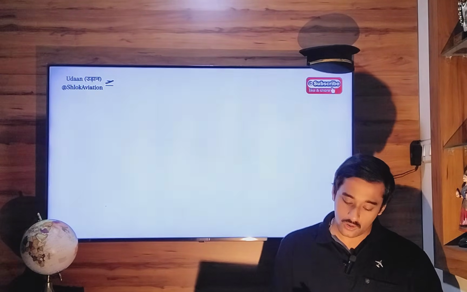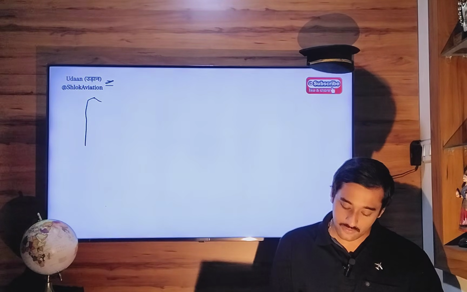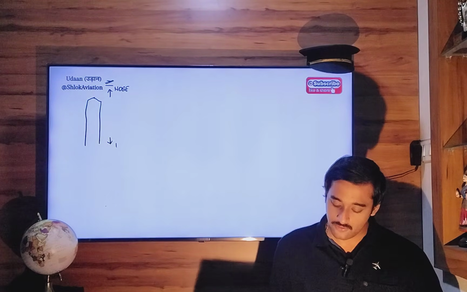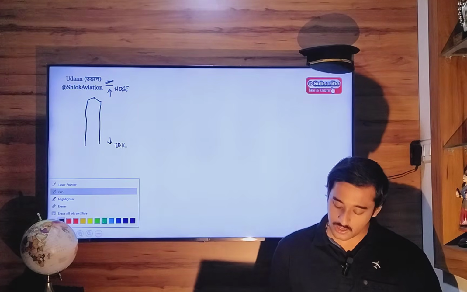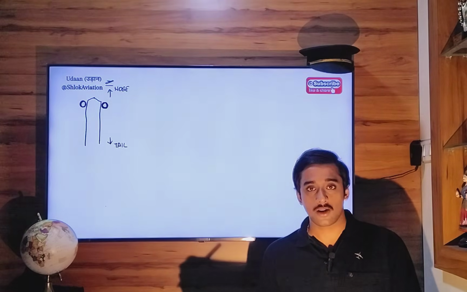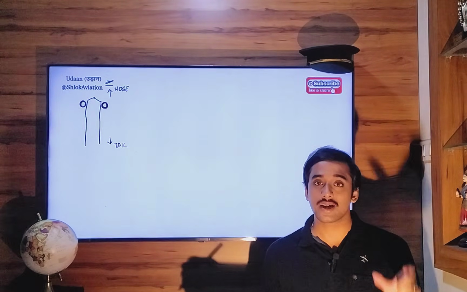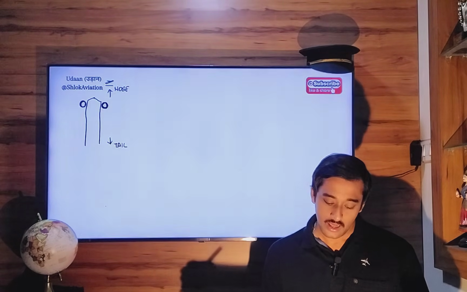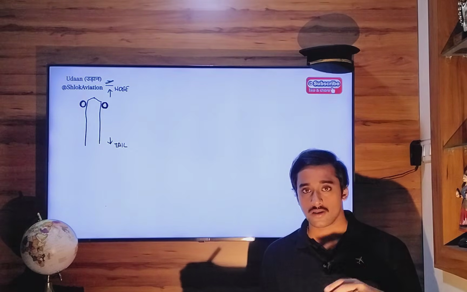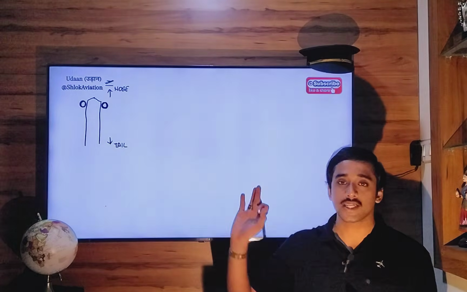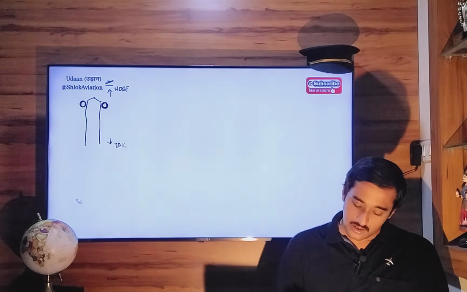Your aircraft has two static ports. Let's say this is your aircraft. This is the nose of your aircraft. This is the tail of your aircraft. Your aircraft will have two static ports, one on each side of the fuselage, over here and over here. This is done in order to have the correct input of static pressure in your altimeter. Now what happens? Let's say you have only one static port, only on the left side of your fuselage, not on the right side. So what will happen?